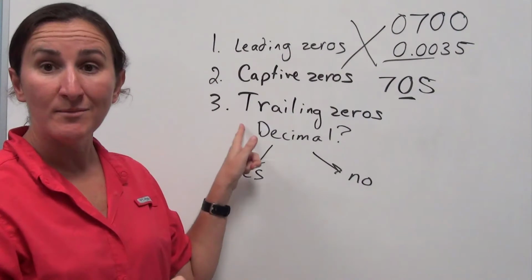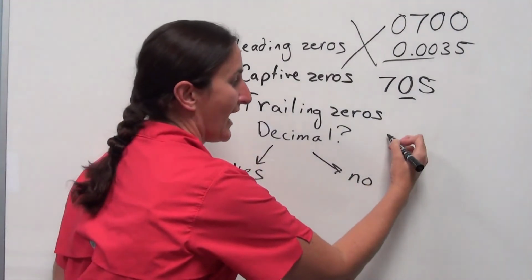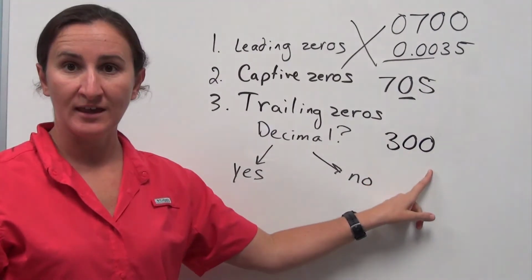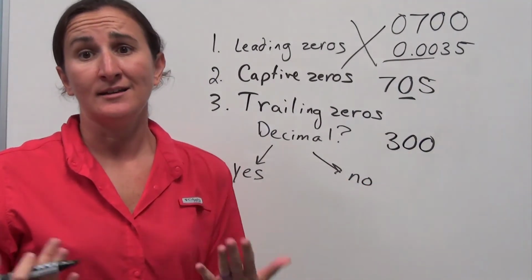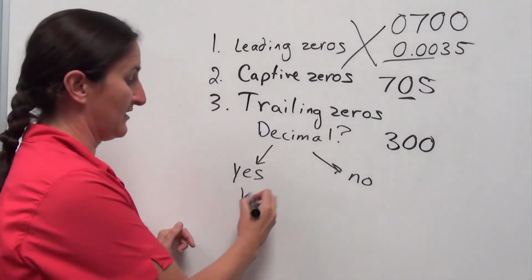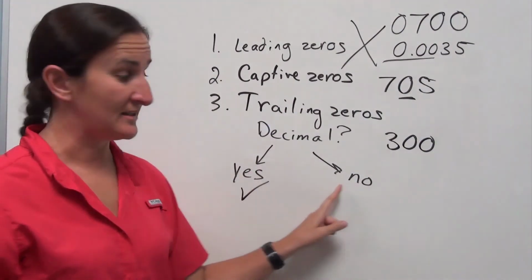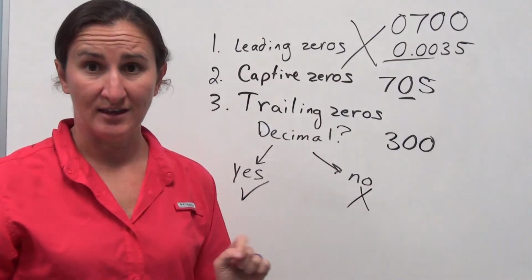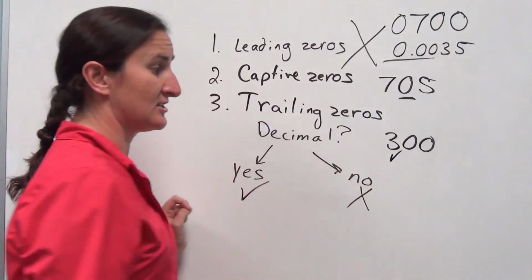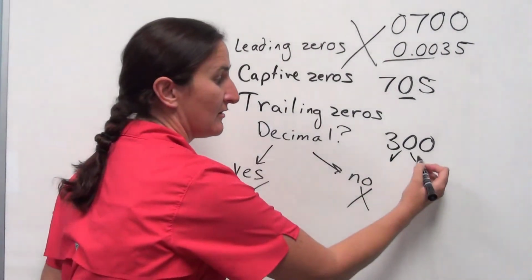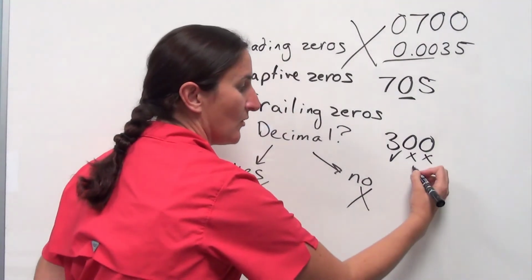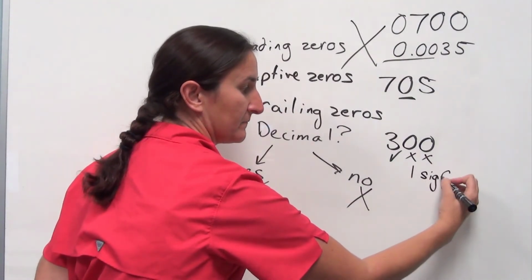All right, and then what about trailing zeros? So if we have 300 as my number, are these zeros significant? It's going to depend on whether or not a decimal is present. If a decimal is present, then yes, they are significant. If there is no decimal present, then no, they are not significant. So in this case, 300, there is only one significant digit in that number. These zeros are both insignificant. So this only has one sig fig.